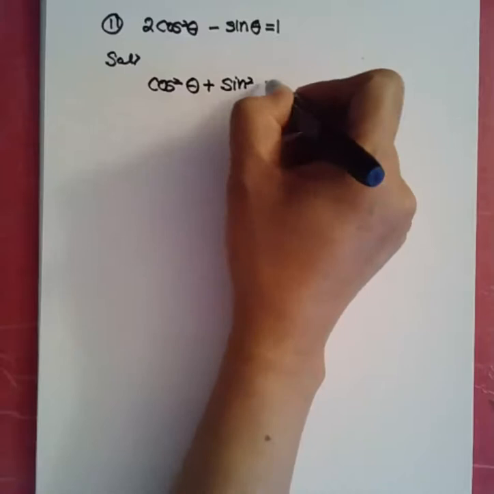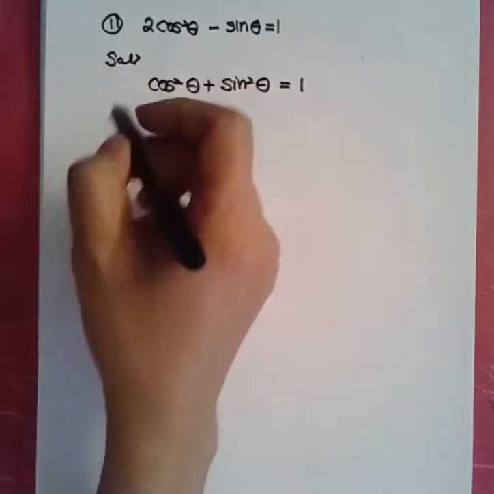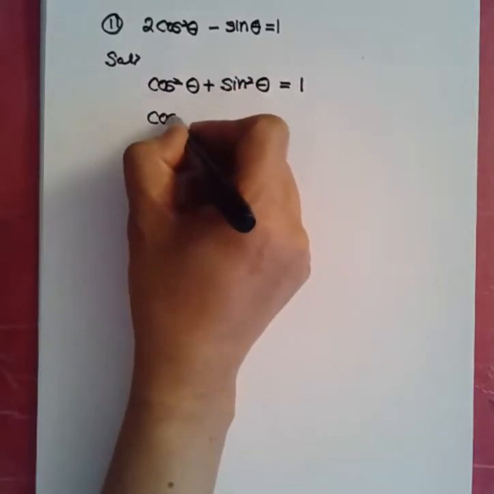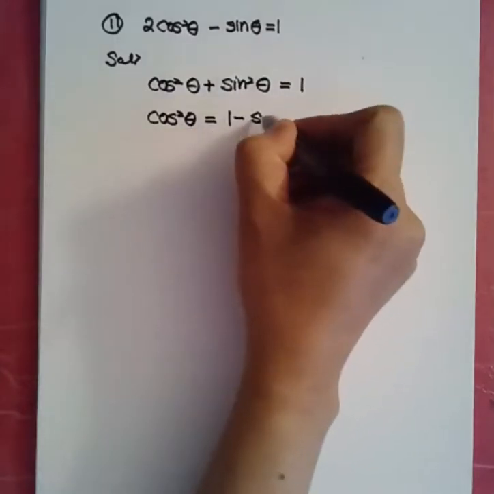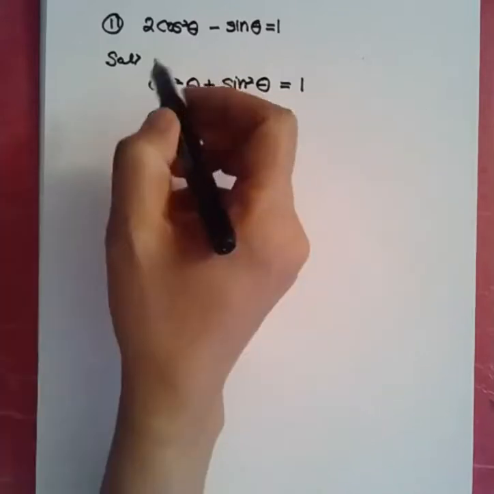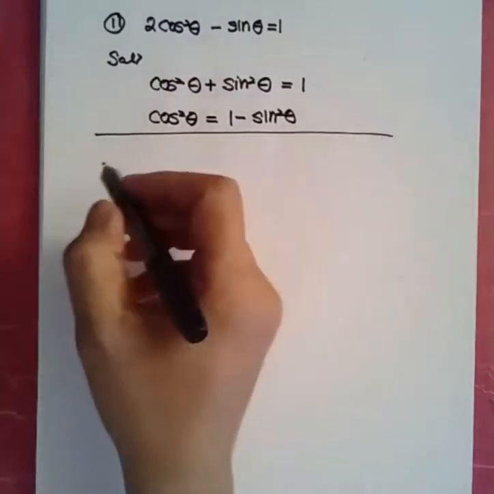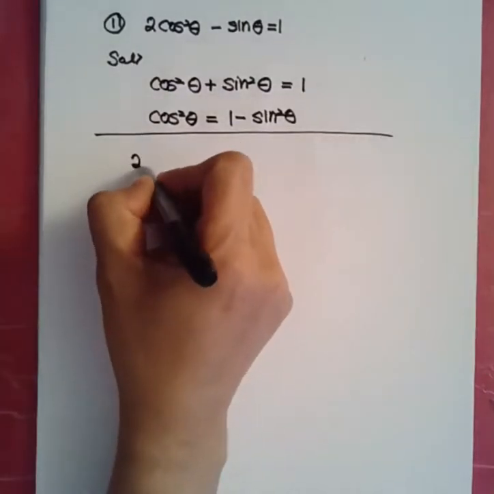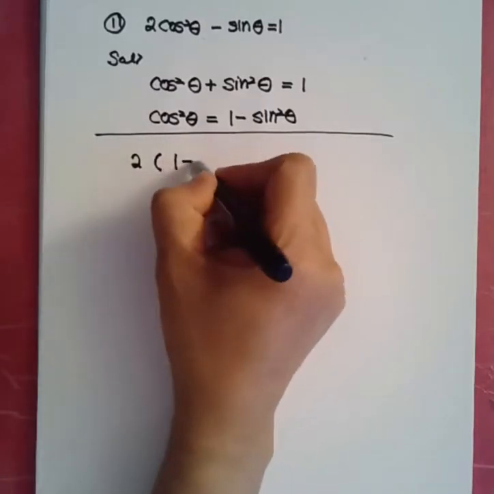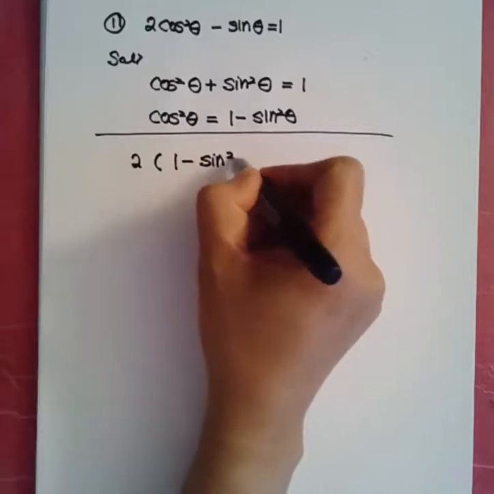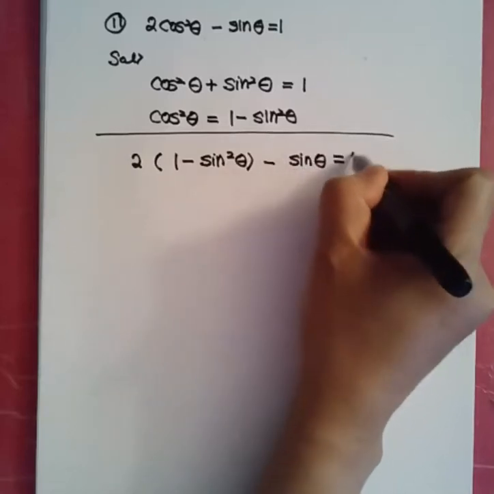The Pythagorean identity is cosine squared of theta plus sine squared of theta equals 1. Then we will solve for cosine squared of theta to get 1 minus sine squared of theta. After we do that, we will replace cosine squared of theta by 1 minus sine squared of theta. Let's do that. 2 times cosine squared of theta is 2 times (1 minus sine squared of theta), minus sine of theta equals 1.